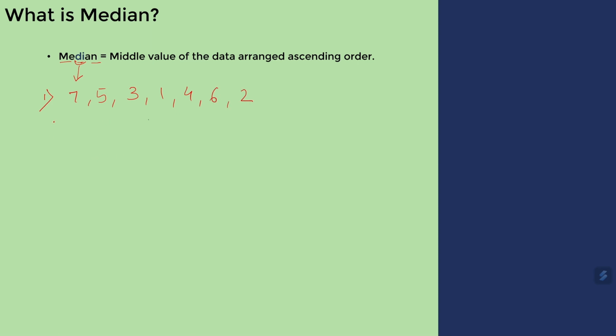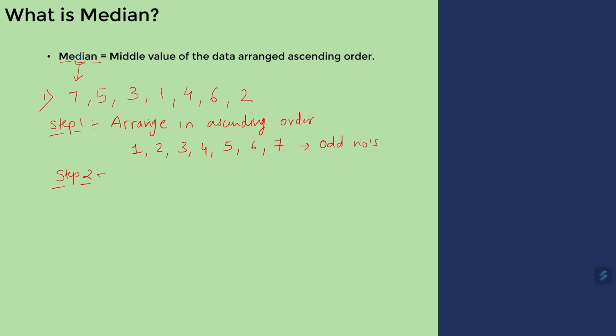To calculate the median, we have to remember two steps. Step 1, arrange the series in ascending order. So here we go: 1, 2, 3, 4, 5, 6, 7. Step 2 is to select the middle value. As our series consists of an odd count of numbers, the middle is going to be 4. So 4 is our median.